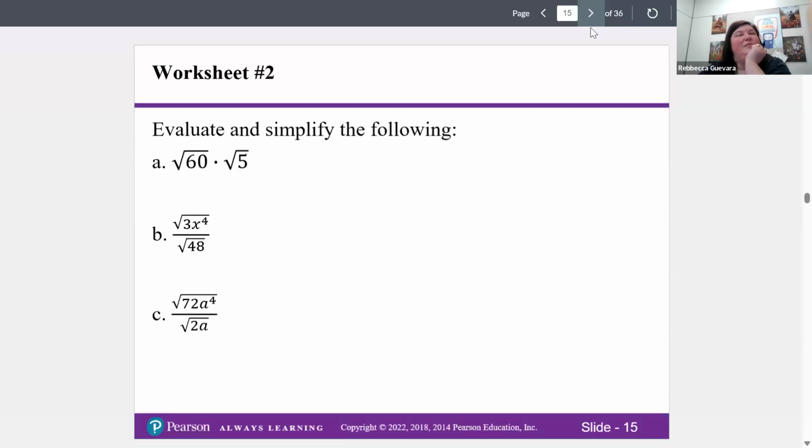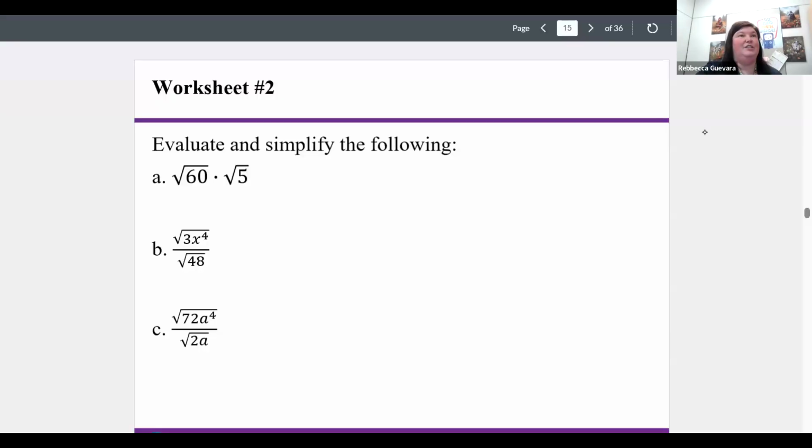All right. That was quite a bit to go through, but now you finally get to go back to your worksheet. So pause this and work on these. You just have a few of these, just try to simplify as much as you can. So we have the square root of 60 times the square root of 5, and then the square root of 3x to the fourth divided by the square root of 48. Then you have the square root of 72a to the fourth divided by the square root of 2a. My guess is these two might be a little tricky for you, but try it out. And we'll come back to it.